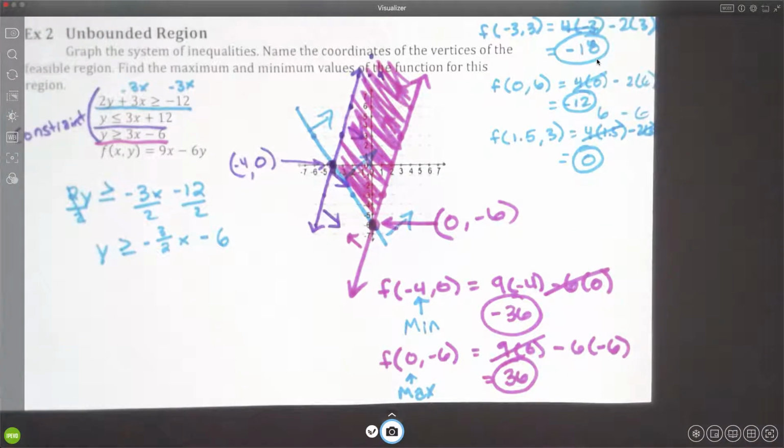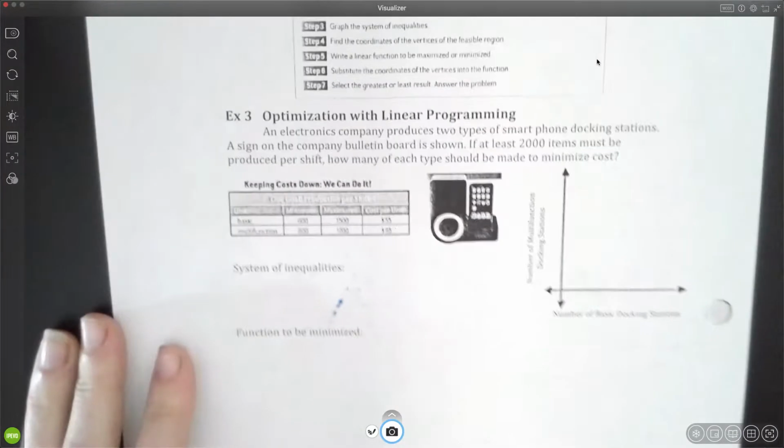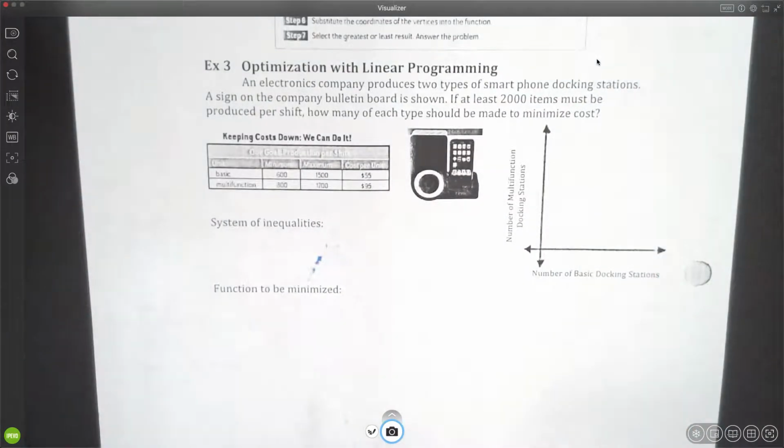Okay, good, good. All right, now I think they're going to have us do a story problem on the backside. No. Yikes, yikes. Let's see if we can decipher it. If not, we'll just maybe, I don't know, we'll see what happens. System of inequalities.